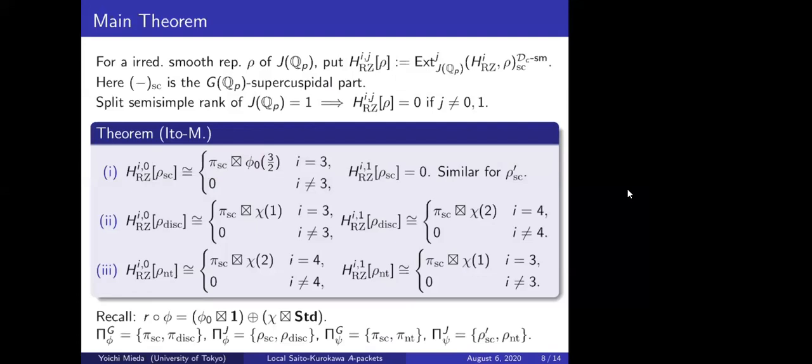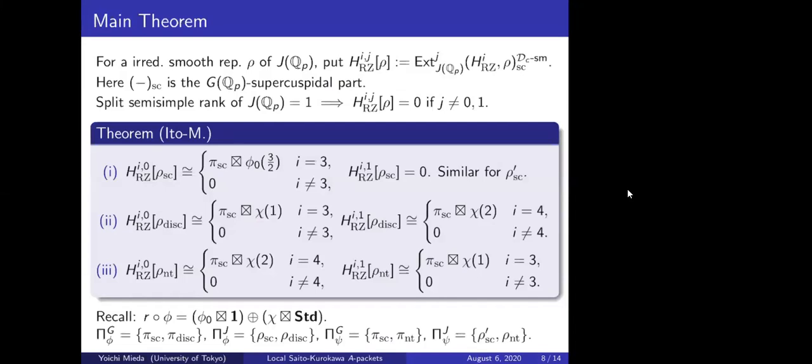On the other hand, the first extension bunches in the low sc case, and similar for the low prime sc case. And second is the case of low disk. In this case, the Hom space is isomorphic to the tensor product of pi sc and chi.